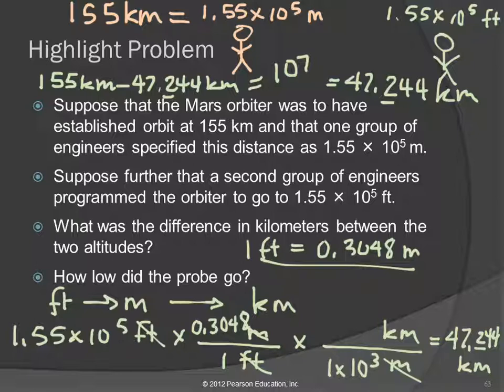Where would the uncertainty lie in that number? Do we round? What away? Well, this is our final answer. 155 has uncertainty in the ones place, and 47.2 has uncertainty in the tenths place. This is subtraction. So the uncertainty in our answer is going to be in the ones place. The calculator is saying 107.756, and so we would round that to 108. 108 kilometers. That's the difference in orbit altitude.